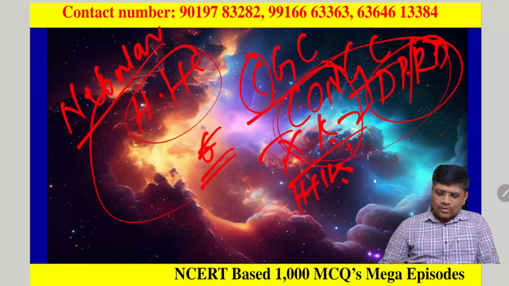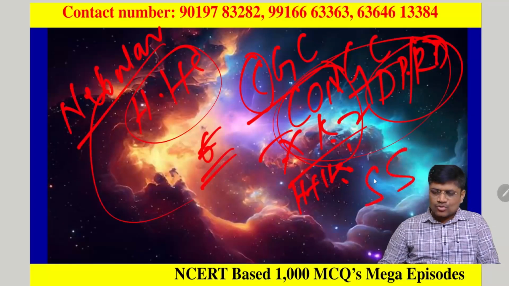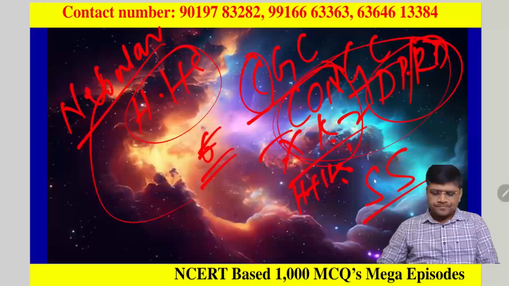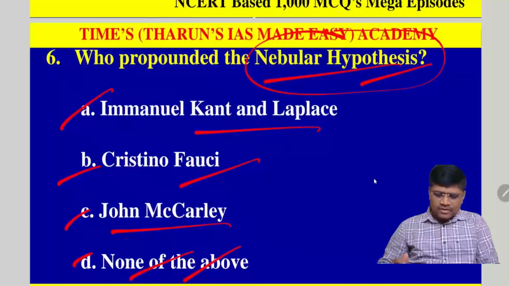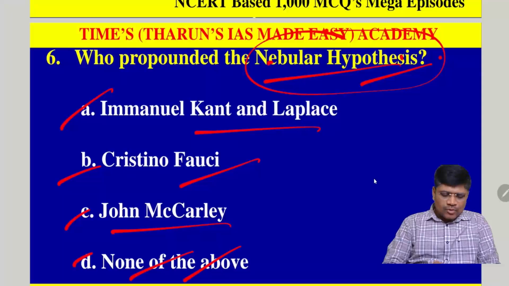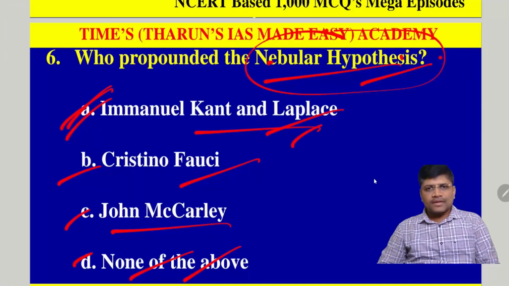So this nebular hypothesis purely explains the origin of the solar system. Clear? Okay. So the nebular hypothesis was proposed by Immanuel Kant and Laplace. Clear?